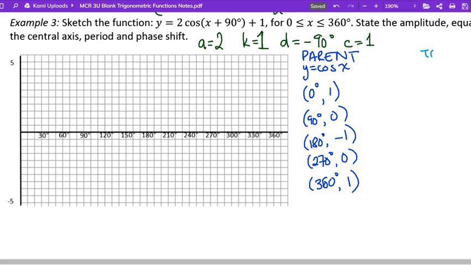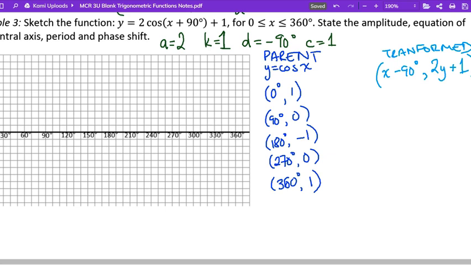Okay, let's get going. Let's do some work with the transformed function. So we need to think of our mapping notation. We're going to get x divided by k plus d. So let's actually write this down. We're going to have x minus 90, right? Because there is no k. But for y, we have to multiply it by 2 and then add 1. So here we have our mapping notation.